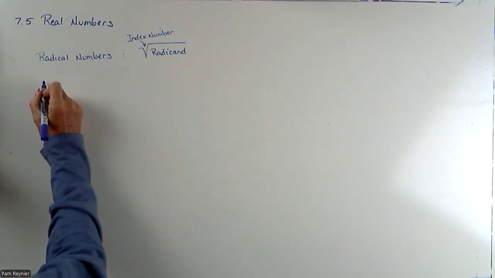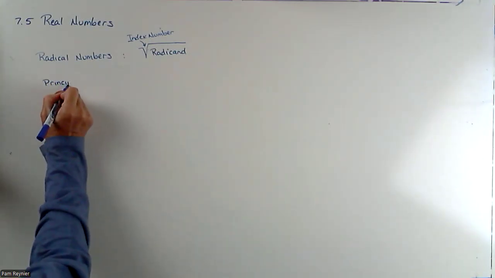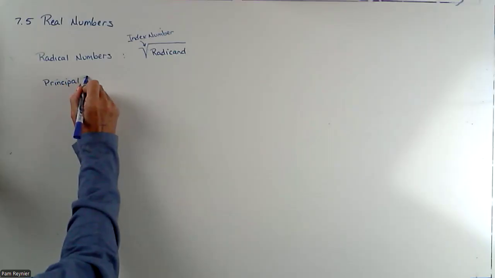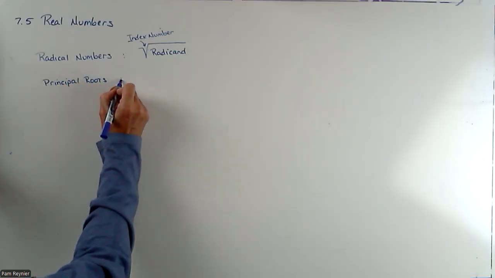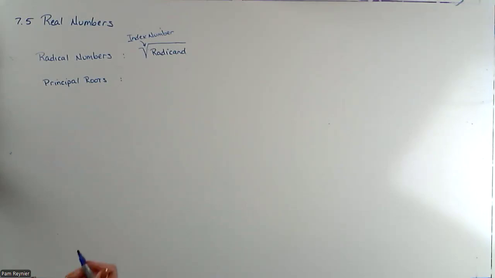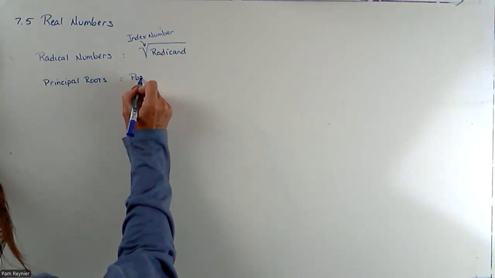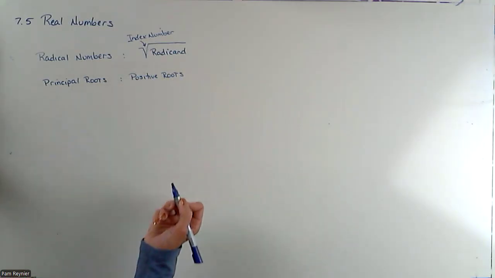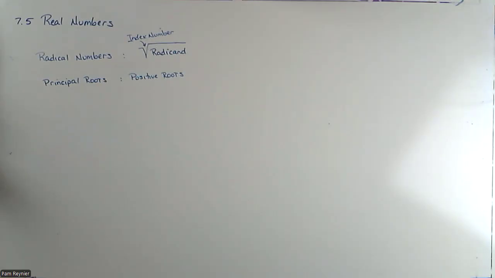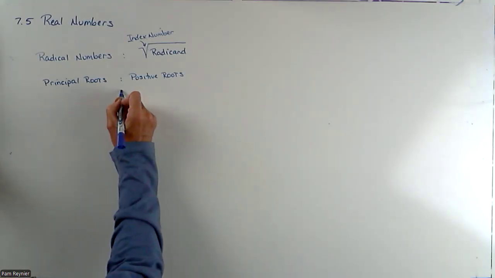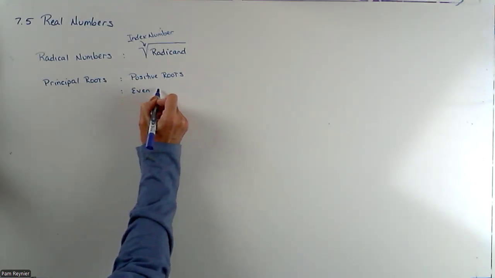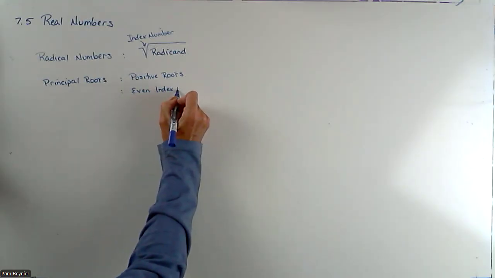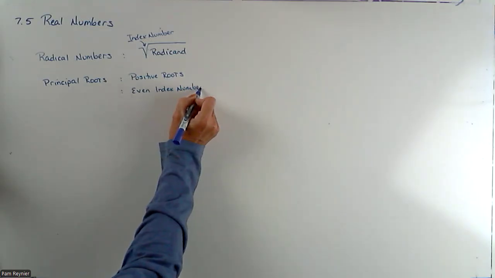And then we need what's called a principal root, because we're going to start with elementary school. Elementary school only deals with principal roots. Principal roots are the positive roots. And I'll show you what I mean in just a little bit. Okay. Principal roots occur when you have an even index number. So let me give you some examples.